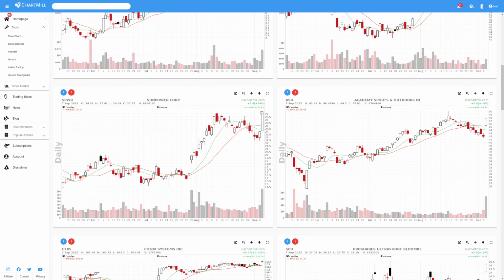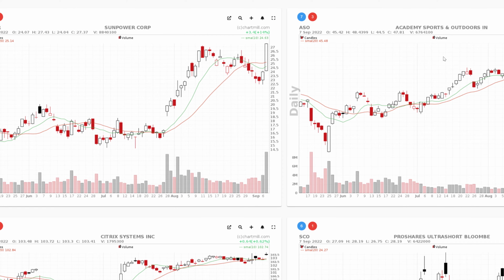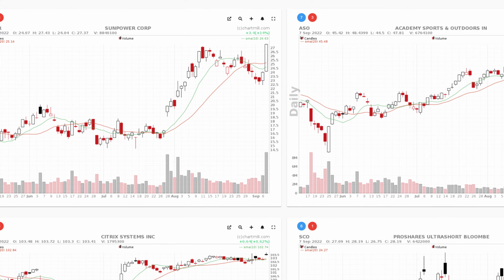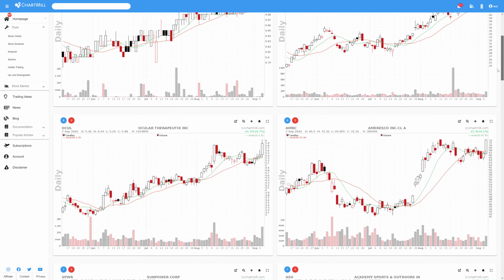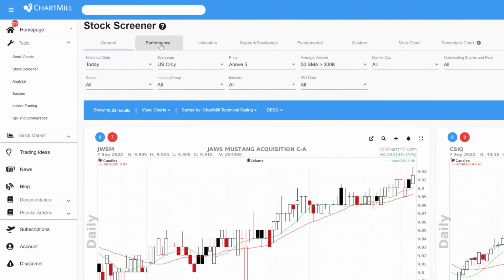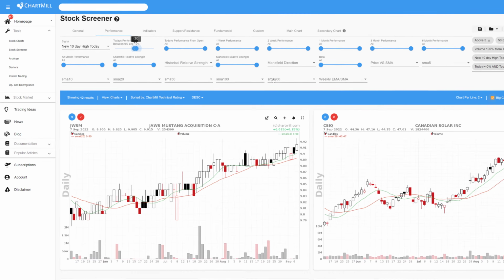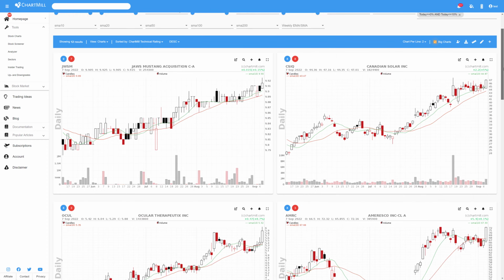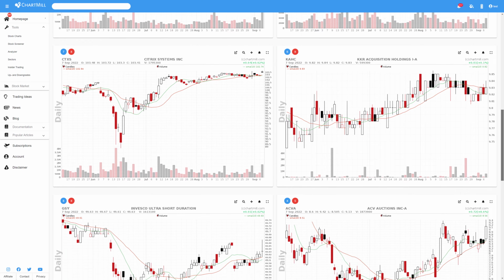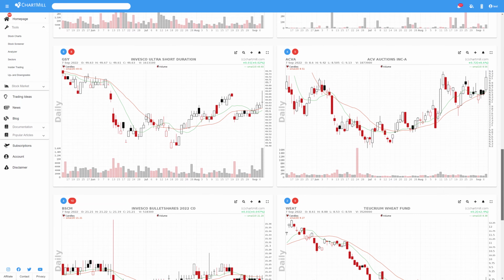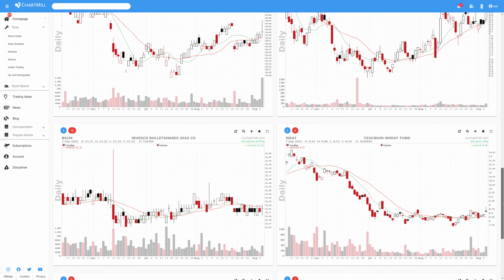SunPower, but it's already more than 10% up. So if you want to exclude these kinds of setups, go to the performance tab. So the day performance has to be at least 0%, but I'm also going to add a maximum filter. So at most 10%. And let's revisit the charts. Okay, that should do it.